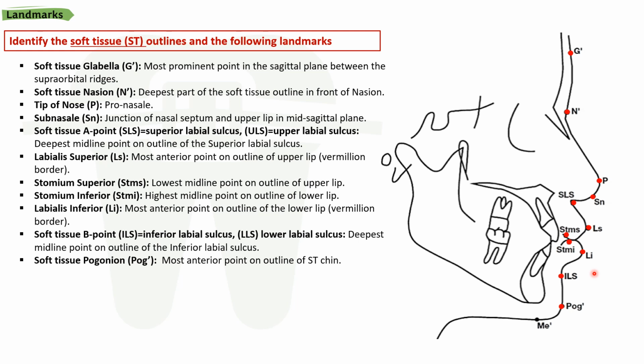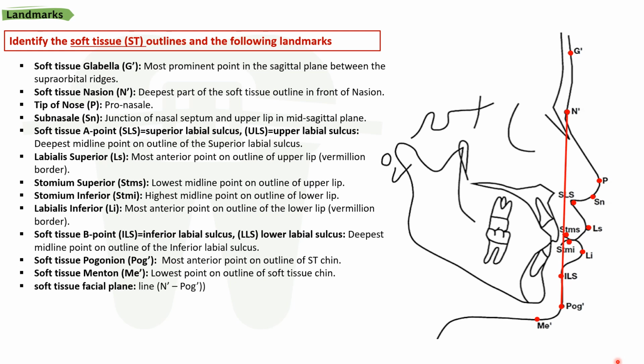Soft tissue pogonion is the most anterior point on the outline of the soft tissue chin. Soft tissue menton is the lowest point on the outline of the soft tissue chin. Soft tissue facial plane is a line connecting the N, soft tissue nasion, and the soft tissue pogonion.